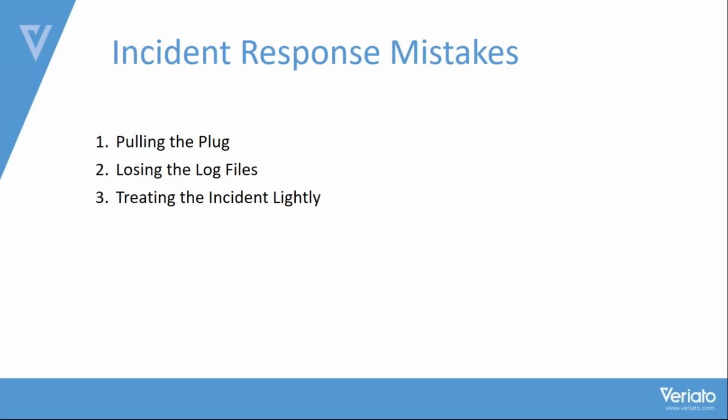Okay? Cutting the power is going to result, as I told you from our forensic investigations years ago, in loss of information that's stored on that volatile memory. And we might need that information as a forensic person to do our investigation and try to figure out what happened, what went wrong. The second thing is losing the log files.